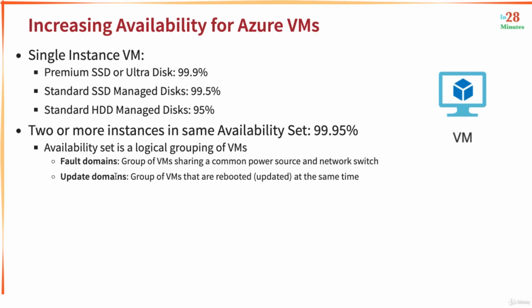So whenever we are creating VMs, we would want to distribute them across fault domains and across update domains so that all of them don't go down at the same time. And the way you can do that is by making use of an availability set. Where do you create an availability set?